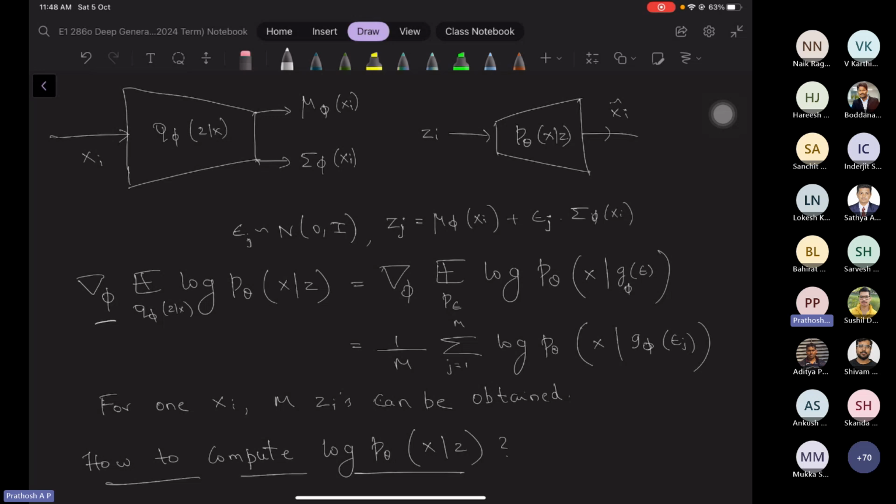Okay, sir. Is that all right? Yes. Okay, Sarvesh, you have a question. So in the last step, 1 by m, there should be a gradient inside, right? Yeah, there's a gradient here. Thanks.